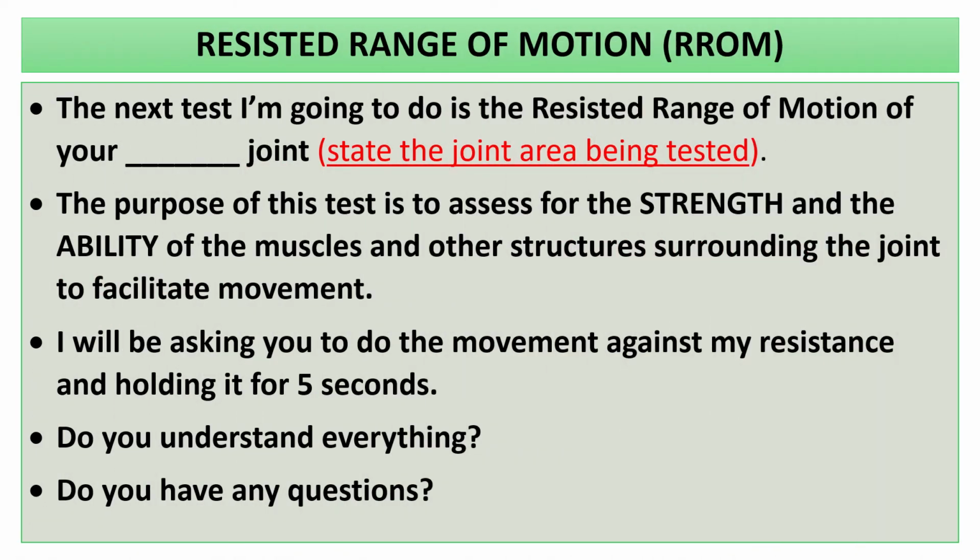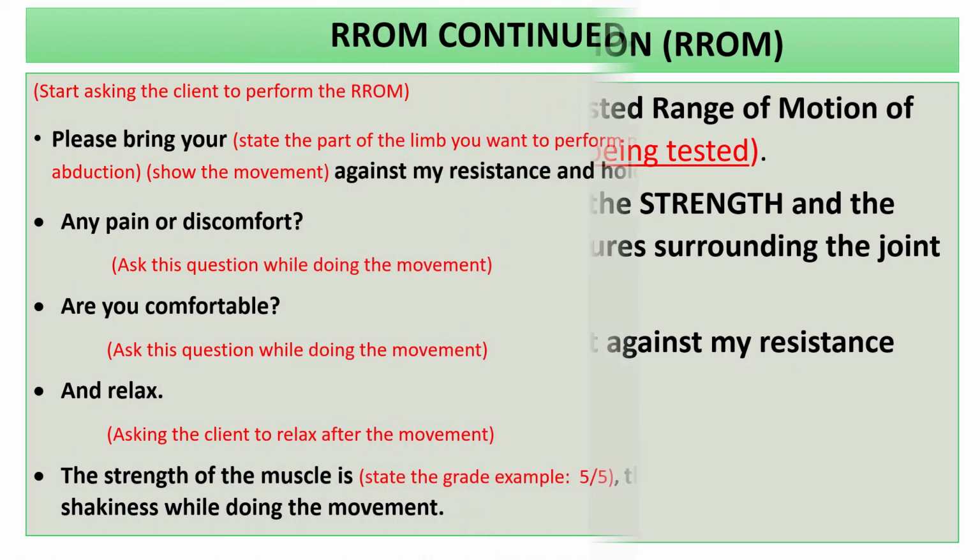The next test I'm going to do is the resisted range of motion of your blank joint. State the joint area being tested. The purpose of this test is to assess for the strength and the ability of the muscles and other structures surrounding the joint to facilitate movement. I will be asking you to do the movement against my resistance and holding it for 5 seconds. Do you understand everything? Do you have any questions?